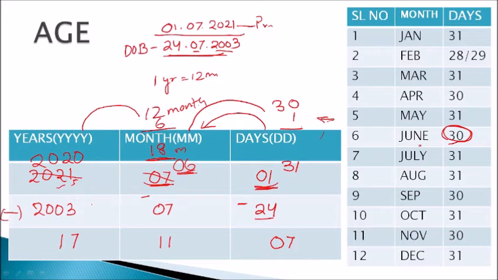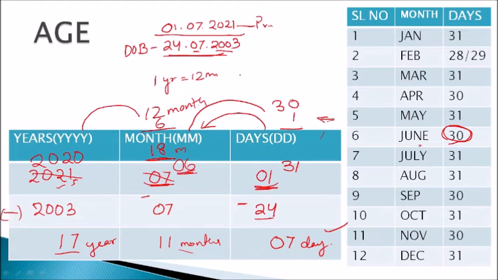I don't think you will face any problem for subtraction. Like this way you can get the answer 17 years, 11 months and 7 days. So this is the answer, or this is the age of that person till this date, till the present date, 17 years, 11 months and 7 days.